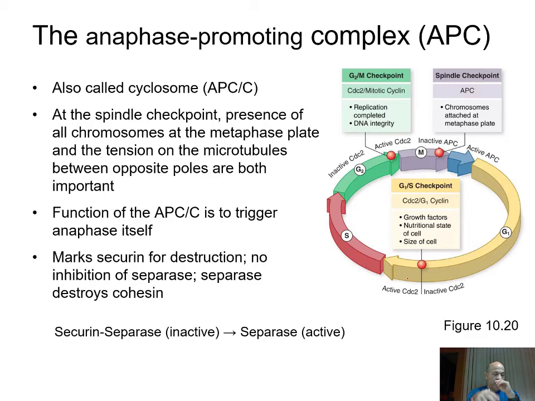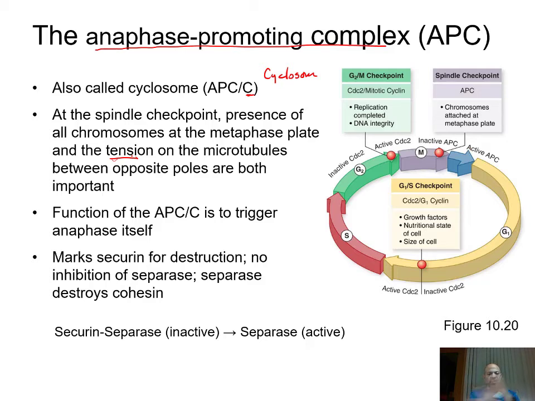Okay, so now we're going to move on to the checkpoint where we check to see if the chromosomes all lined up correctly on the metaphase plate. That's the spindle checkpoint. This one involves another one of those cyclin-dependent kinases, but they give it a name, anaphase promoting complex, and it also goes by another name, cyclosome, which is for that C there. At the spindle checkpoint, we want to make sure that all our chromosomes are on that metaphase plate, that imaginary plane where they're supposed to line up, and that the tension is correct in the kinetochore microtubules that are connected to each of the sister chromatids, right?